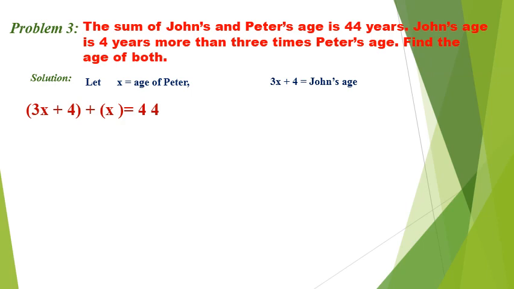Take note once again, guys, that every equation in every problem will vary. So we need to analyze the problem carefully. But in this problem, it was said that John's age and Peter's age is equal to 44 if you add it. So from this, we will have to combine like terms.